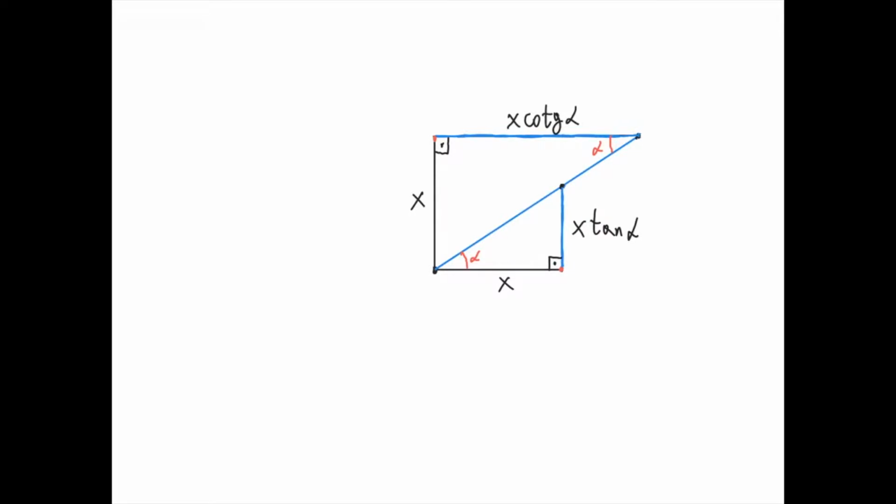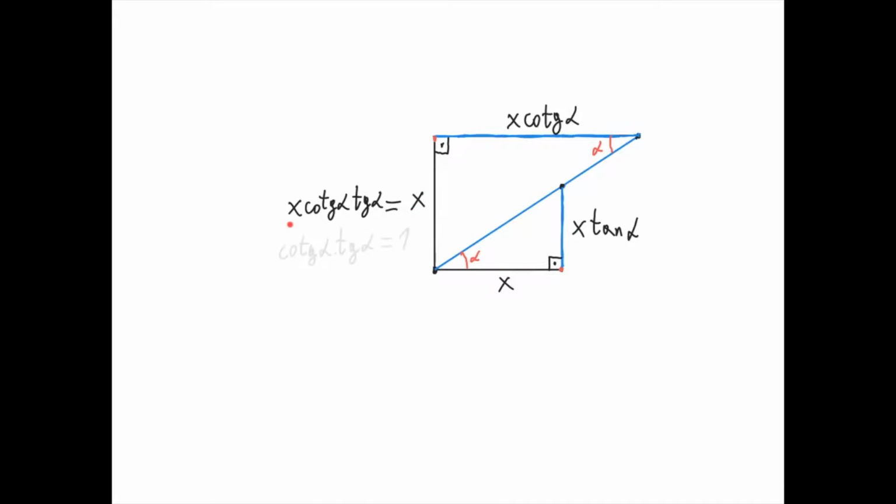Now from here, can we find a connection between the tangent and the cotangent? Oh yes, because see, in this triangle, we know that this is 90 degrees and this angle is alpha, and we know that this side is x times the cotangent of alpha. And therefore, we can express this side as this side times tangent of alpha. And so this side becomes x times cotangent of alpha, which is this side, times the tangent of alpha because of this angle, and therefore we have the following equality.